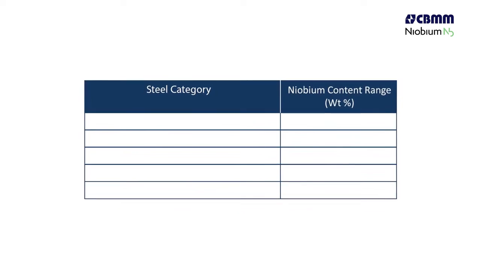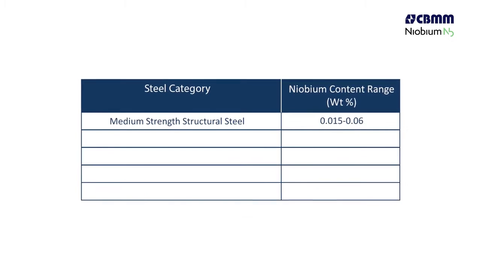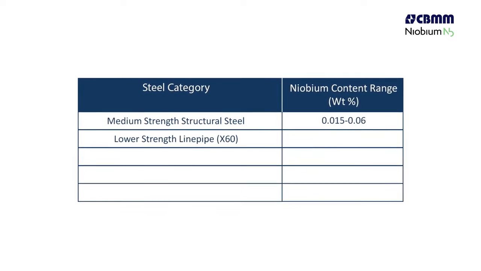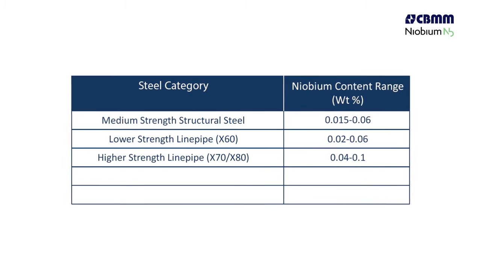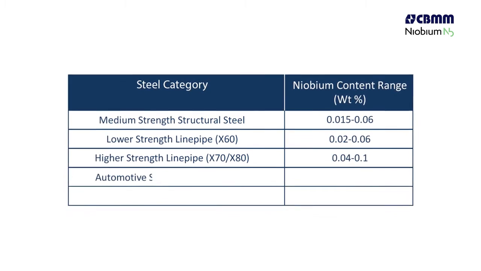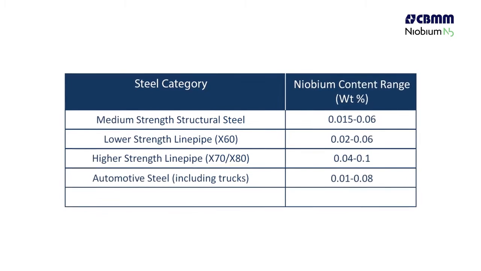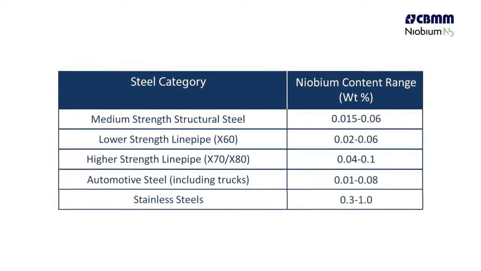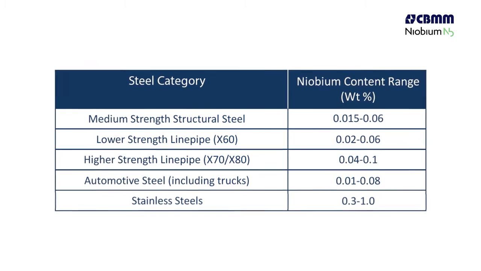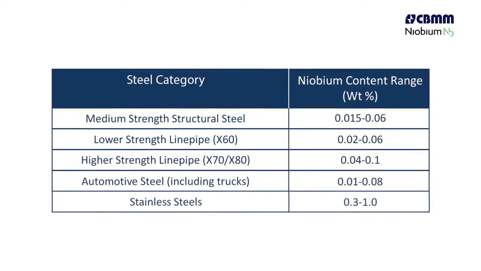A pre-calculated addition of ferroniobium is made to the ladle to achieve the final chemical composition required. For most ferritic steels, the aim is to produce a product with the typical niobium content in the range 0.01 to 0.1%, whilst for some stainless steels up to 1% niobium can be appropriate.